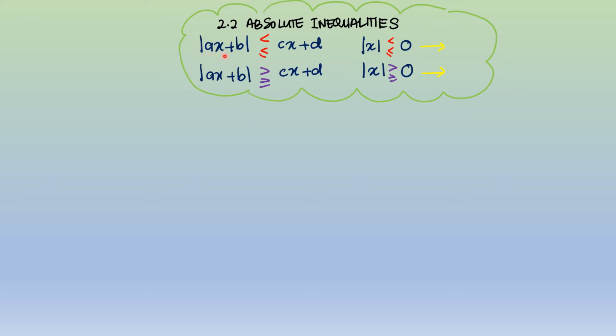We have modulus ax plus b less or equal cx plus d. And another one is modulus ax plus b greater or equal cx plus d. For this part, it will be divided into two different ways. Either it is number 1 or number 2. Okay, let's look at what is number 1. Number 1 is here.